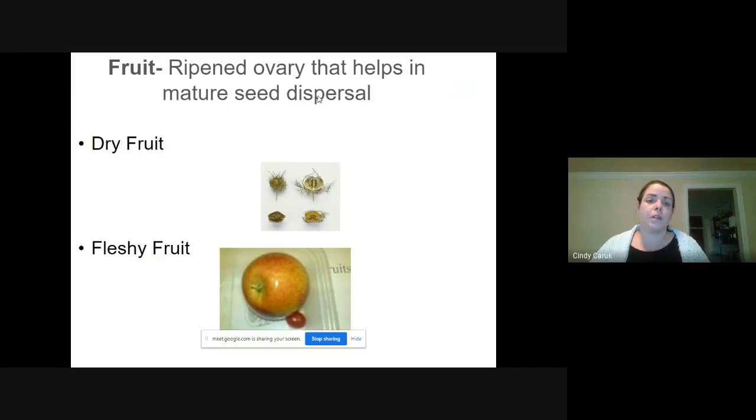So ripened over, that helps with dispersal. So here we have our dry fruits. Those will cling, for instance, on your dog, a burr, and it disperses it, even though it doesn't eat it. A fleshy fruit is going to have these ripened parenchyma cells, and those are going to be edible. And most animals are not spitting out the seeds, so they're going to disperse them.